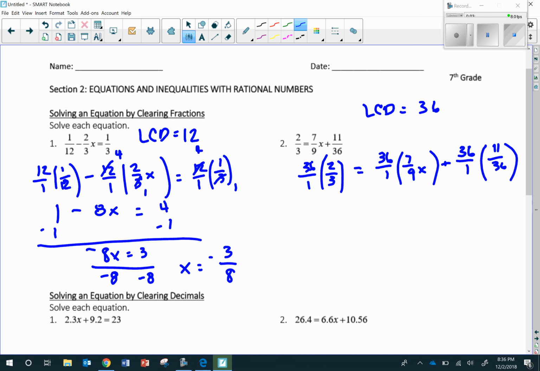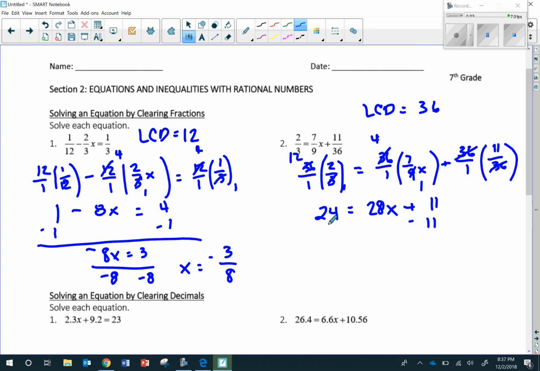I can divide 36 and 3 both by 3, which simplifies into 1 and 12. So then on this side of the equal sign, I have 24 equals, I'm going to divide 36 and 9 both by 9, which simplifies into 28x. And then I'm going to simplify this one, and those 36's are going to cancel, so I just have plus 11 there. Now I'm back to a normal two-step equation that you've seen many times before.